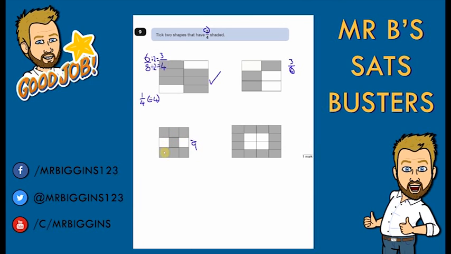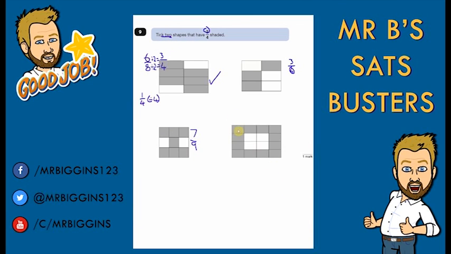Same with this one, 1, 2, 3, 4, 5, 6, 7, 8, 9. So we know it's broken into 9 equal parts, our denominator, and we have 1, 2, 3, 4, 5, 6, 7 shaded. So we have 7/9. Now I know I can't divide 9 by a whole number to get 4, to get quarters, so I can't turn this into quarters. So this can't be 3/4.